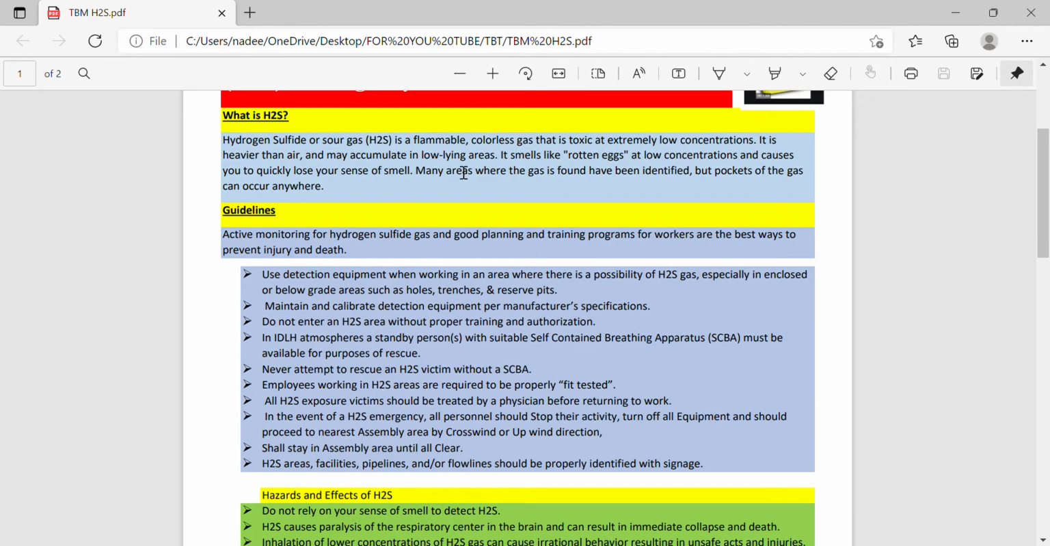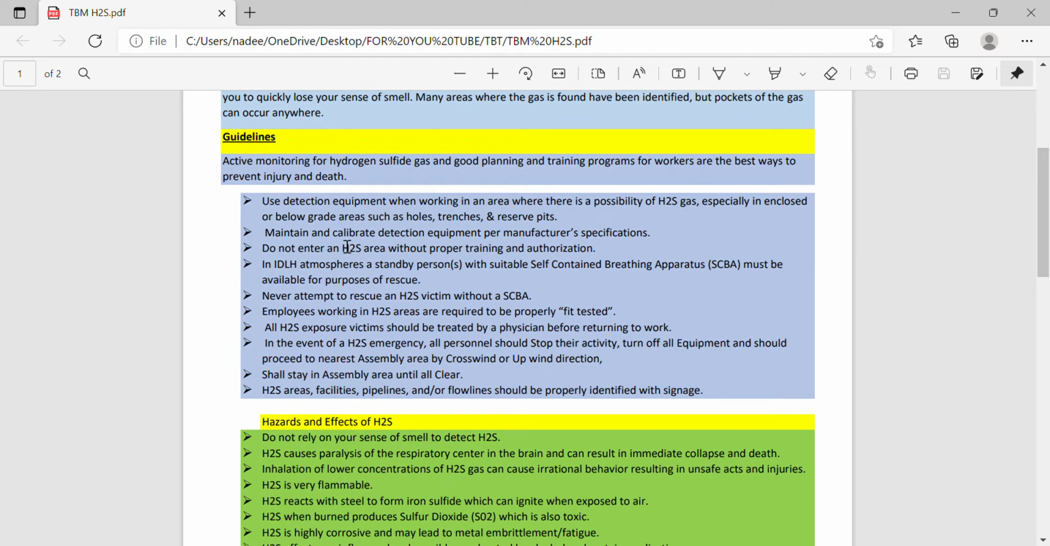Okay, so you can see here hydrogen sulfide gas. You have to explain what hydrogen sulfide gas is. Hydrogen sulfide gas is flammable, colorless, and toxic, extremely toxic even in low concentrations. Okay, so you can explain this one. Then guideline. Here you can write the guideline: active monitoring of hydrogen sulfide gas and good planning and training programs for workers are the best way to prevent injury and death. So you can explain one by one to them, and one person should translate this into the language which laborers and workers can understand. Okay, so it's brief here only.